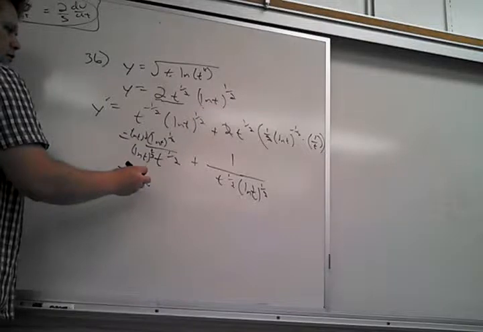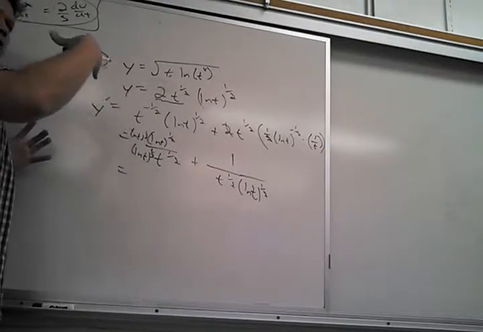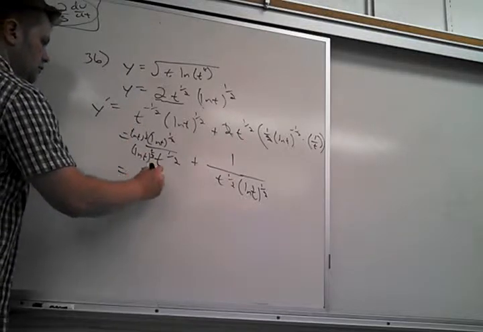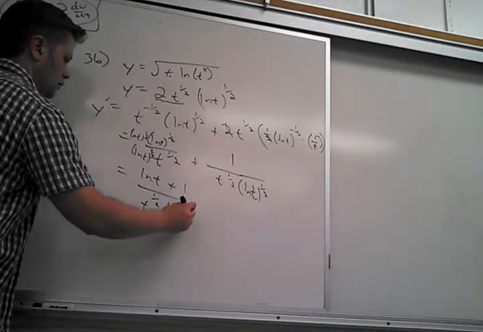Yes, sir? How'd you get the 1 over t to the 1/2? So, the 2's went away. This went down. t to the 1/2 divided by t is t to the negative 1/2. So I took that down.